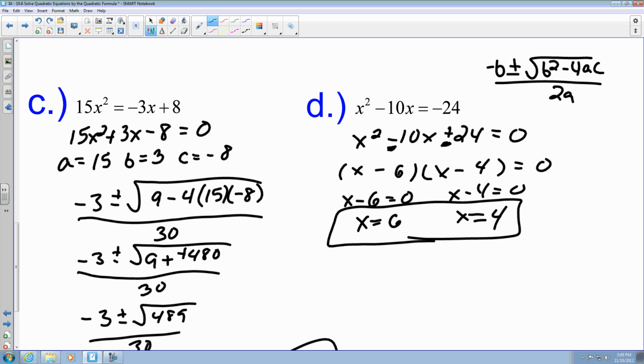You could have used another method. You could have used the quadratic formula. It would have given you the same answer. So this is how you solve, not just using the quadratic formula, but also being able to figure out what methods you would use to solve any type of quadratic equation.